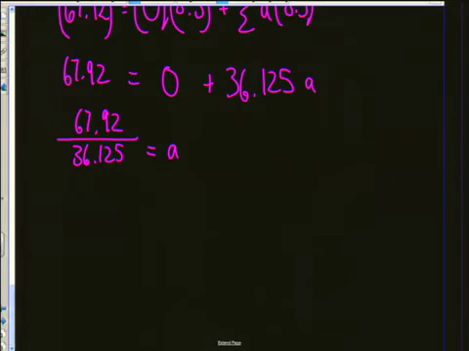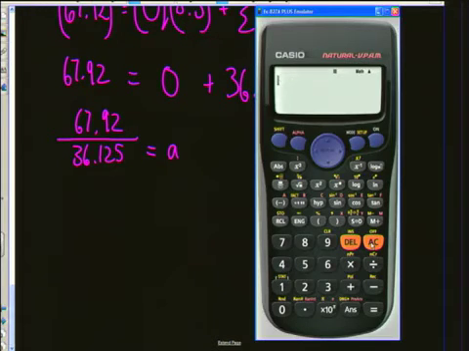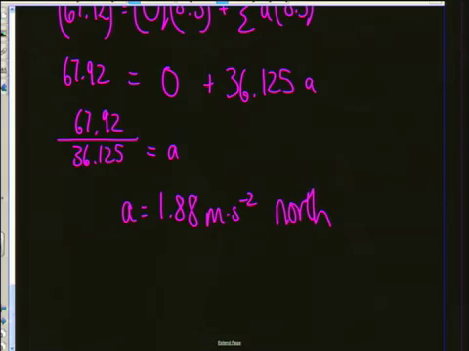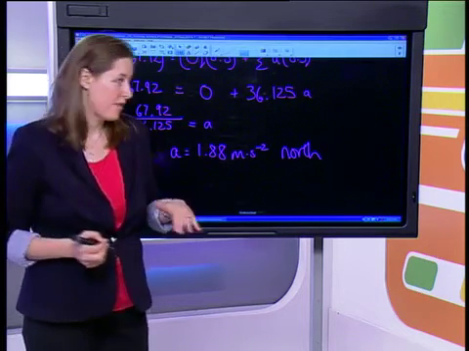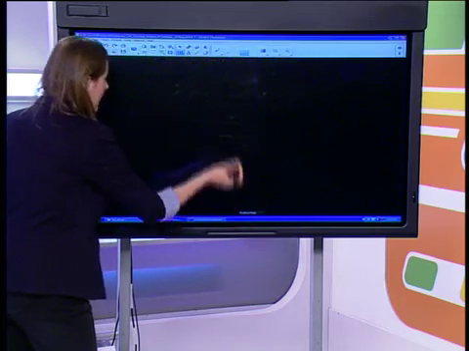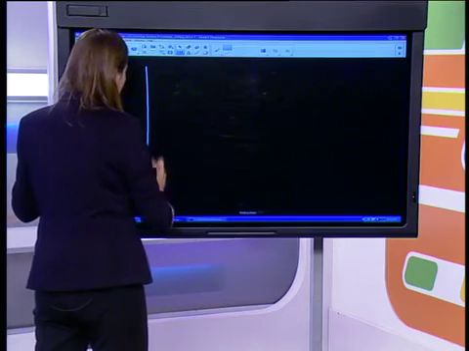And we can go across to our calculator. 67.92 divided by 36.125 equals 1.88. And once again, my prediction was that it would be a positive value, and it's come out as a positive value. Perfect. So we have 3 very important pieces of information, each of those accelerations, and that's going to take me to my acceleration versus time graph.